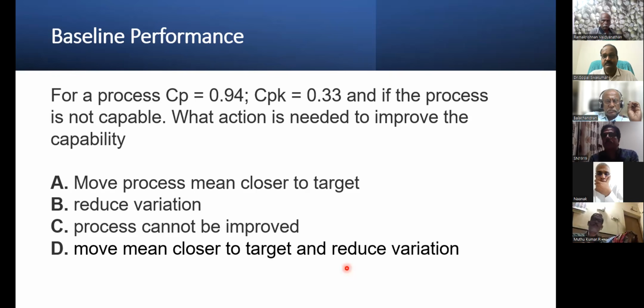All of you understand how we frame the solution statement? This is statistically offering the solution. But in real time, how will you move the mean? How will you reduce the variation? You are the best expert.